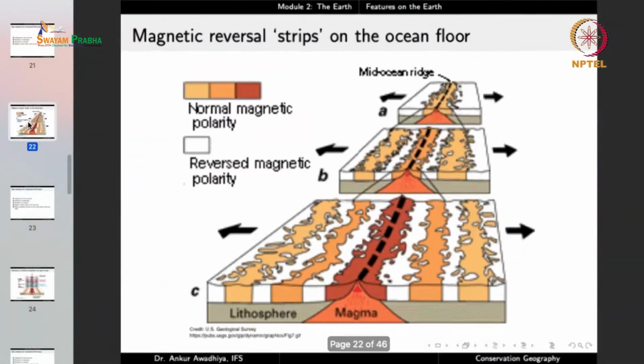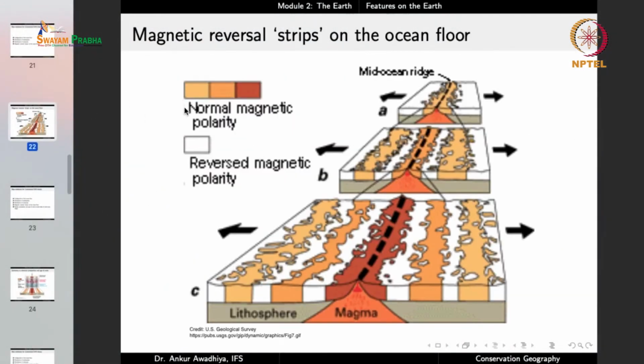And in this case, what was found is that we have magnetic reversal strips on the ocean floor, so that in certain times the magnetic poles have the normal magnetic polarity similar to what we have today, and in certain other times they have had a reversed magnetic polarity, meaning that what is north became south and what is south became north.